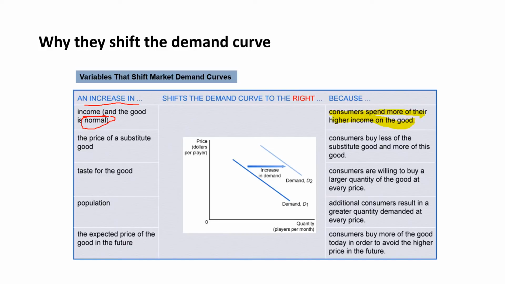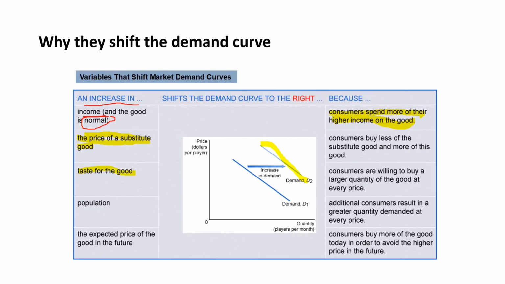There is an increase in the price of the substitute goods. Let's say there is an increase in the price of Pepsi. What will happen over here? That means the consumer will buy less of the substitute and more of this good. Since the price of Pepsi has increased, people will buy more Coca-Cola. So this will cause a shift to the right.